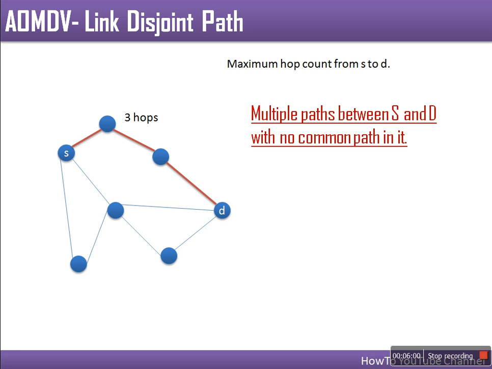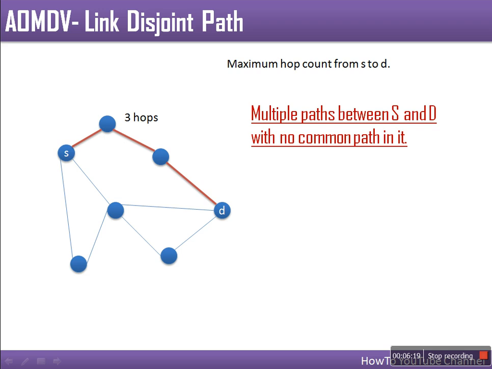Second thing, link disjoint paths. The meaning of link disjoint paths is that from a source to a destination, it might be possible that there are multiple paths. Link disjoint paths are multiple paths which do not have any link in common.